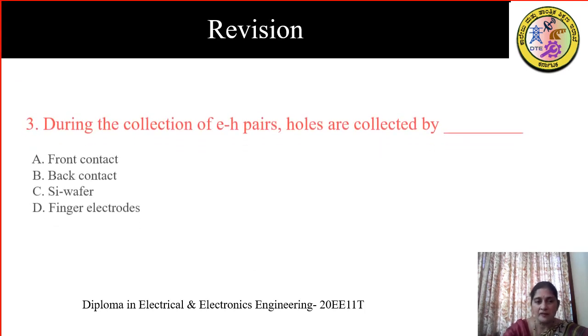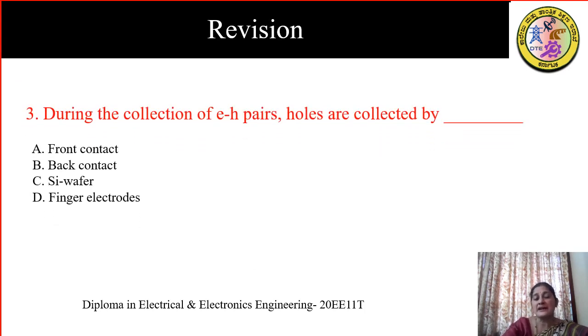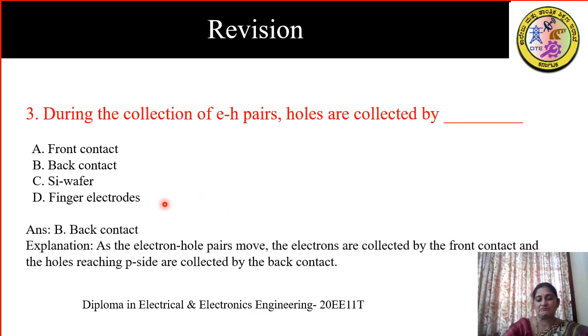Question number 3: during the collection of electron-hole pairs, holes are collected by. So electrons are collected by the front contact. So we have 4 options: front, back, silicon wafer, or fingered electrodes. So at the front we have electrons being collected. At the back contact we have holes. So the holes are collected by the back contact.